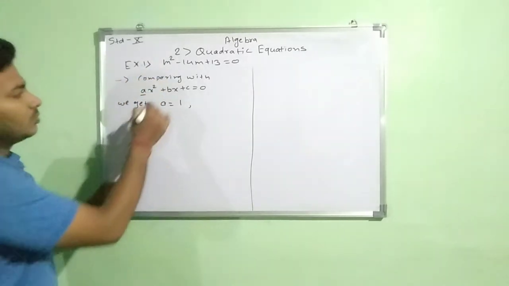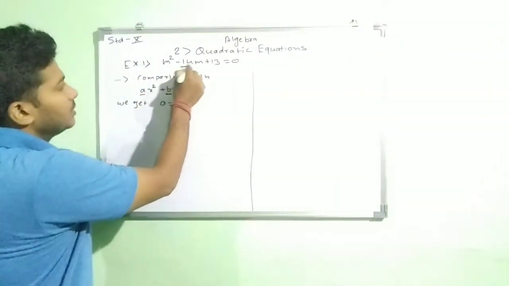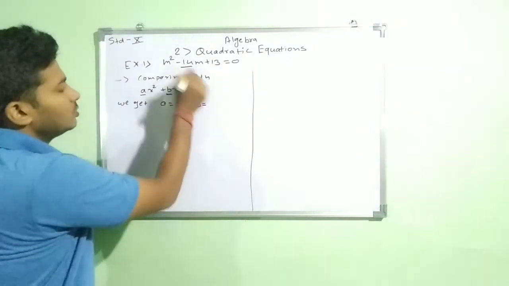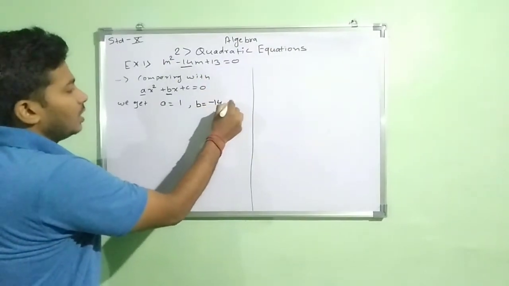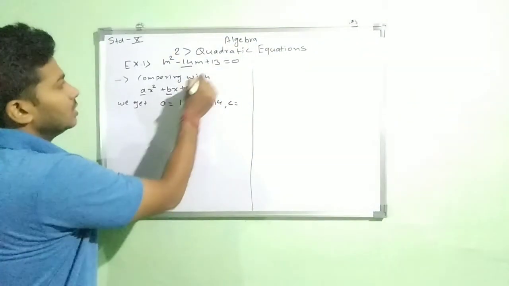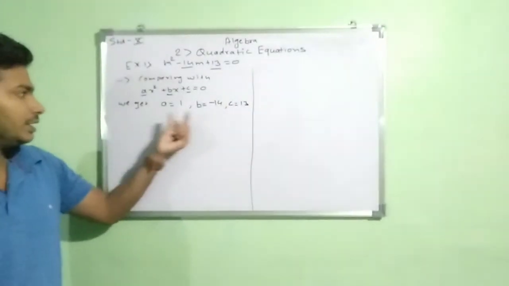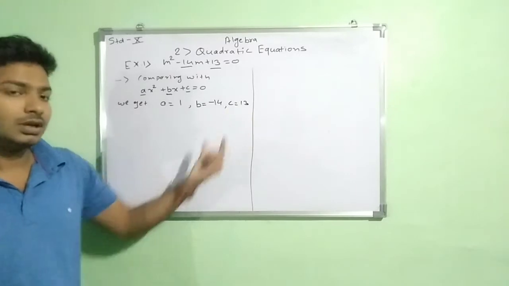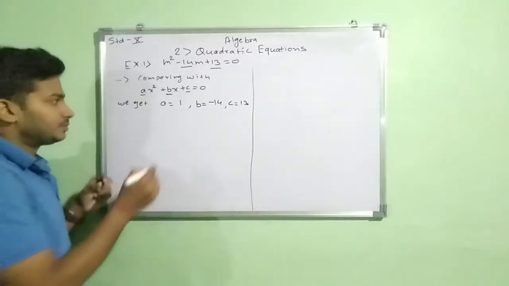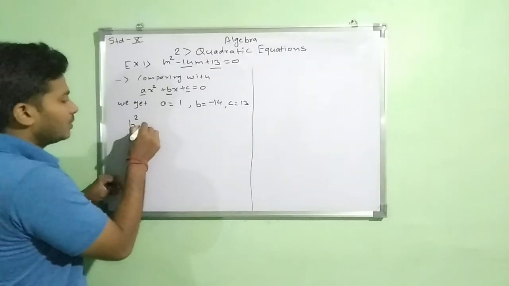Now we have to find the value of b. So b will be equal to minus 14, and the value of c will be equal to 13. So here we got the value of a, value of b, and value of c. Now after that we have to find the value of b square minus 4ac.